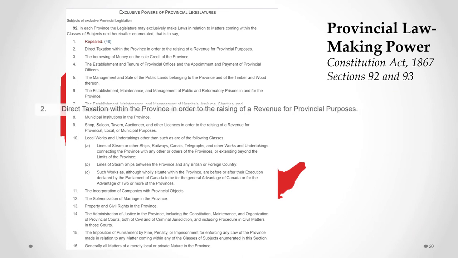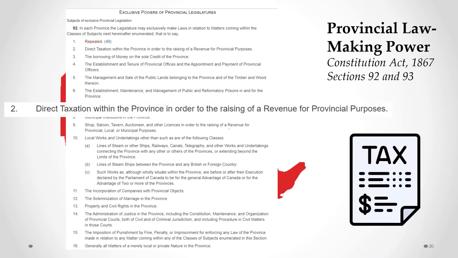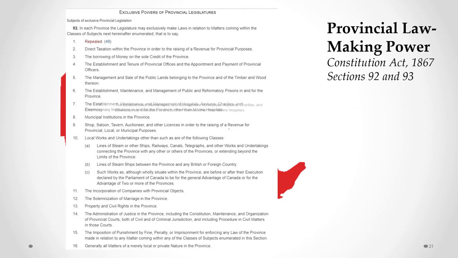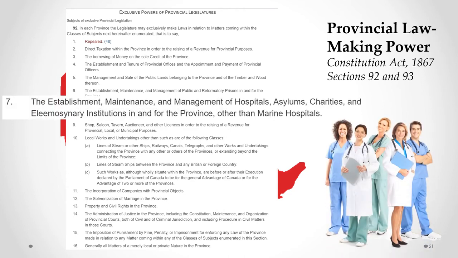Section 92.2 gives the provinces the ability to impose taxes. In Ontario, for example, the government imposes a number of different taxes, including personal income tax, corporate income tax, sales taxes, including HST. Another very important provincial power is the responsibility for hospitals and the healthcare system in general.